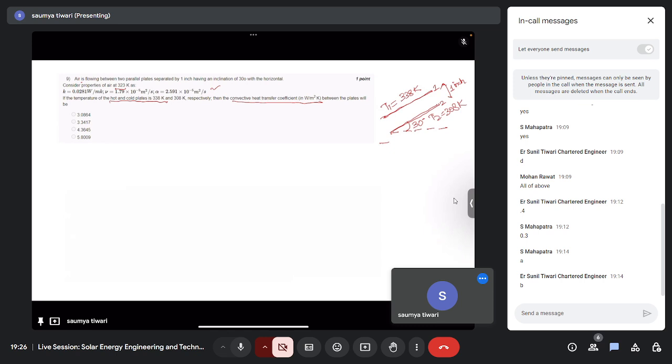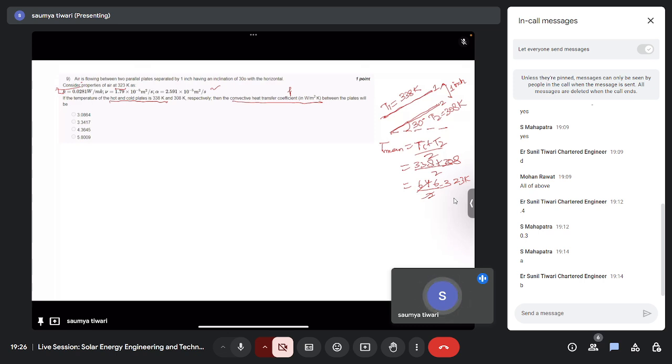So T mean will be (T1 plus T2) by 2. So this will be (338 plus 308) by 2, which is 646 divided by 2. It will come to be 323 Kelvin, right? So these three values are given at the T mean temperature only. Now what has been asked in the question is the convective heat transfer coefficient, so the h value has been asked. Now for that we know the formula.